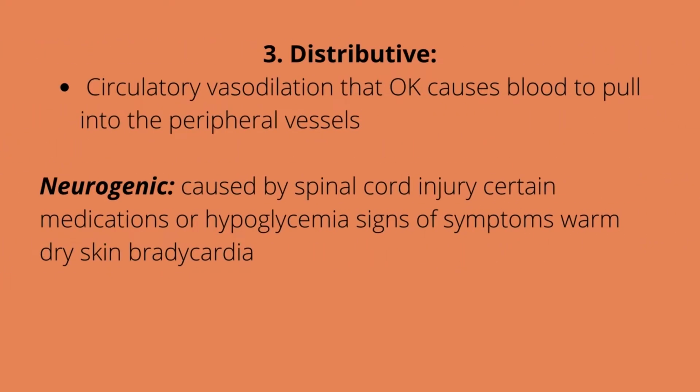Distributive, which is a circulatory issue as well. And with distributive, there are three types of distributive shock. With distributive, there is vasodilation that causes blood to pool into the peripheral vessels. They include neurogenic shock. So with neurogenic shock, which is under distributive, it's caused by spinal injury, certain medications, or hypoglycemia. Signs and symptoms of this include warm, dry skin and bradycardia. So with spinal injury, certain medication or hypoglycemia, there's that fluid shift, distributive issues.